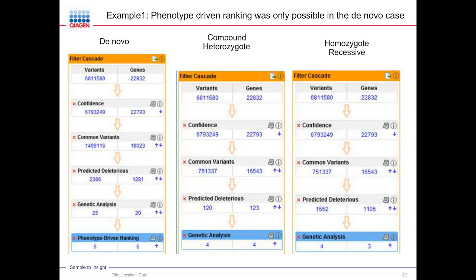Thank you for that information. And the questions keep coming in, so let's go to the next one. This question asks, when I have optimized the de novo filter cascade in Ingenuity variant analysis, will I be able to reuse this one on my other trios?